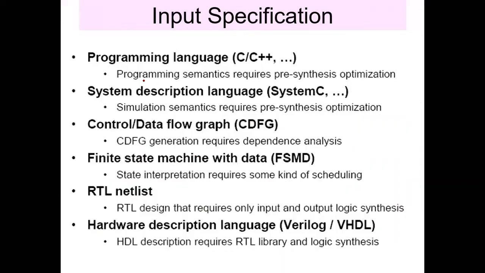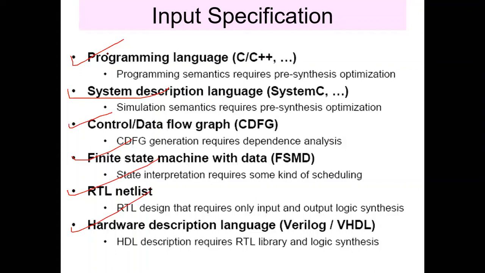Next is input specification. That means in the design flow, the first section is the input specification. For that, we can use different methods. One is using a normal programming language. We can define the functionality using normal programming languages, that is C, C++. Then other methods are using some system description language. SystemC can be used, and control data flow graph, FSM based, RTL netlist based, or HDL based. This much input specification is possible.